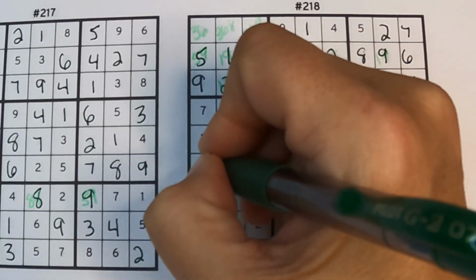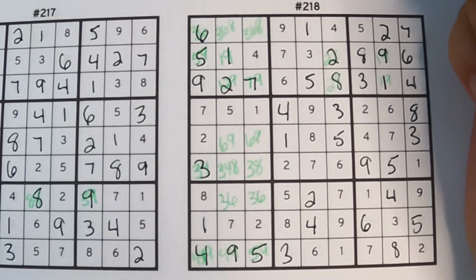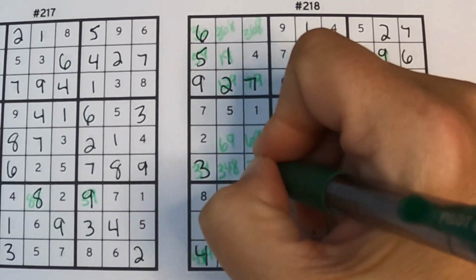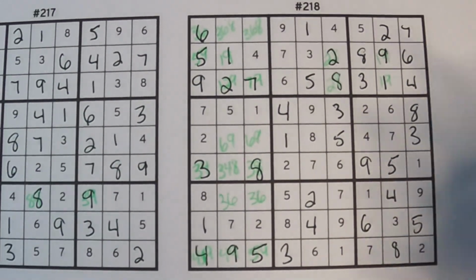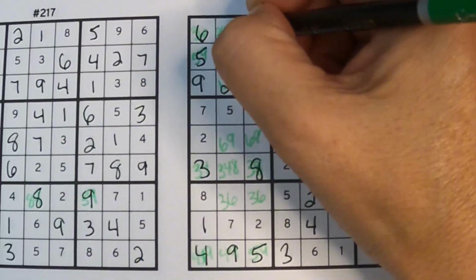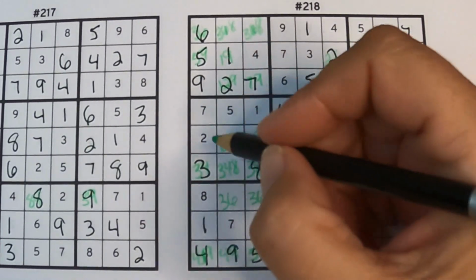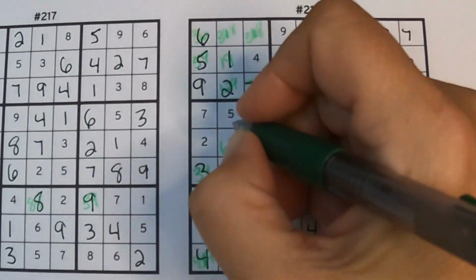That 4 makes this our 3, 6. That 3 makes this our 8. Let's do some cleanup. With that 6, we can get rid of the 6 and the 6. With that 3 and 8, we can get rid of those. So this is our 4.